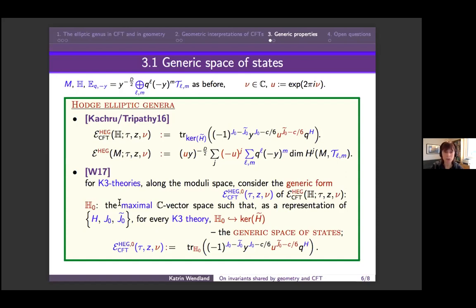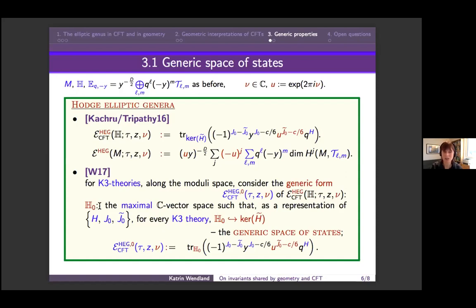More concretely, what I'm trying to say is that it makes sense to construct a vector space H0, which I want to call the generic space of states. This is going to be a space that carries an action of H, J0 and J0 tilde, and it's supposed to be made in a way that H0 is contained in the kernel of H tilde for every K3 theory. So for each common eigenspace of these three operators, I'm going to take the minimum dimension across the entire moduli space, and that's going to be the dimension that that eigenspace will have in the generic space of states.